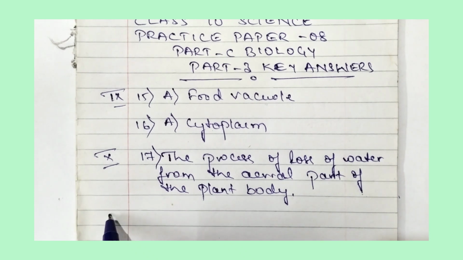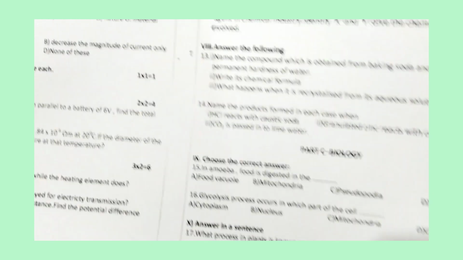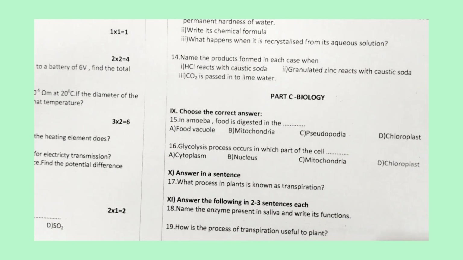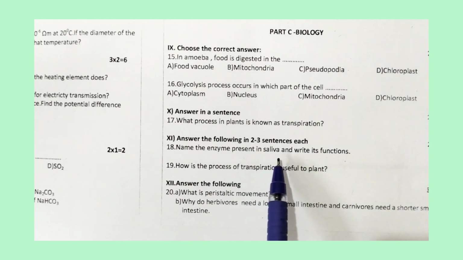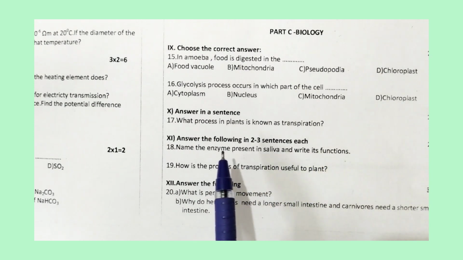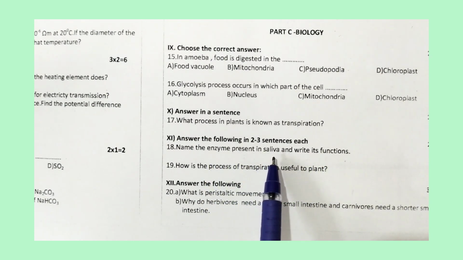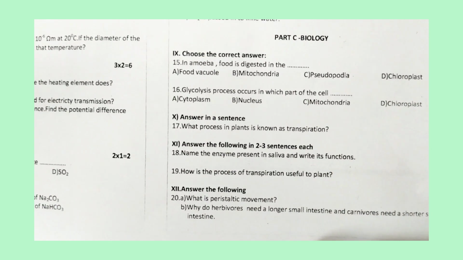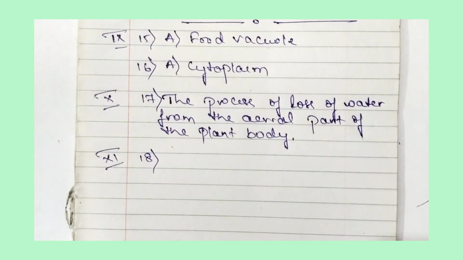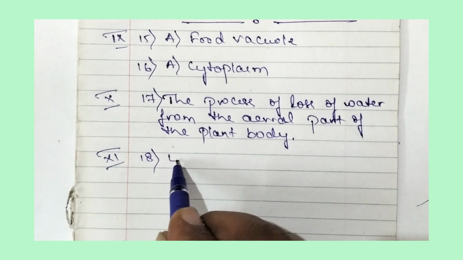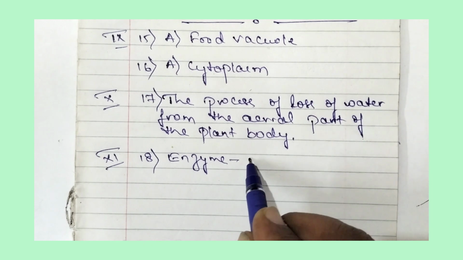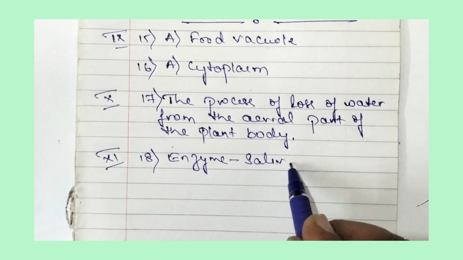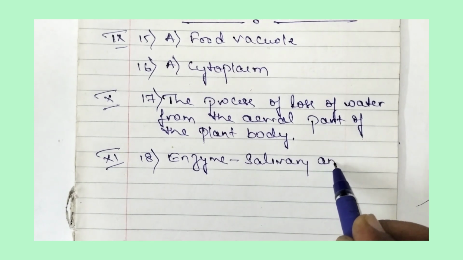Now let us move to 11th main, that is the 18th question. They have given: name the enzyme present in saliva and write its function. What is the name of the enzyme present in saliva, and we have to write its function. Let us answer the 18th question. The name of the enzyme present in saliva is called salivary amylase.